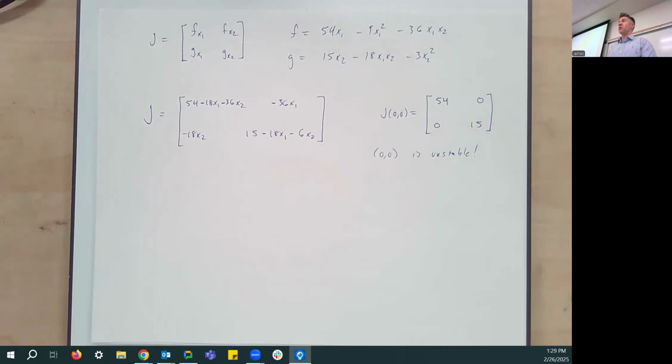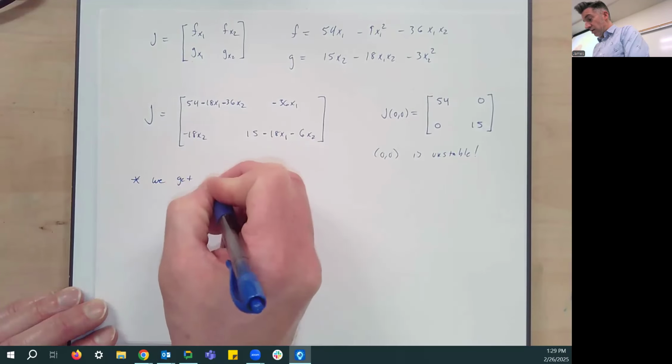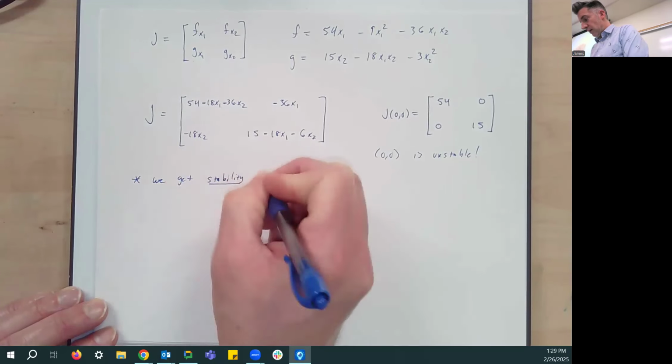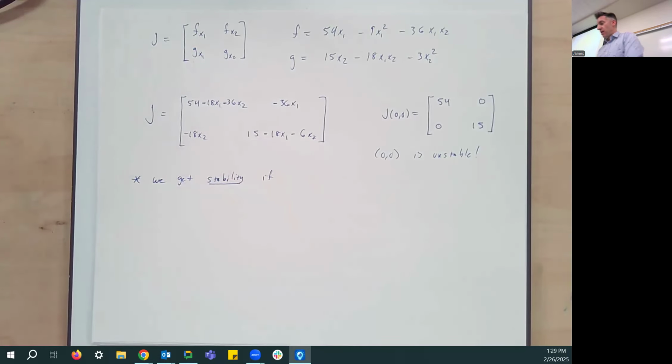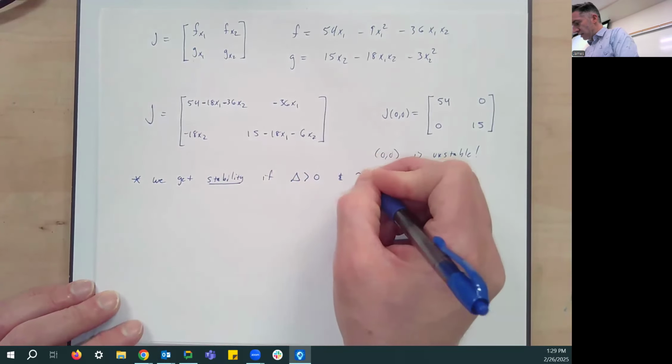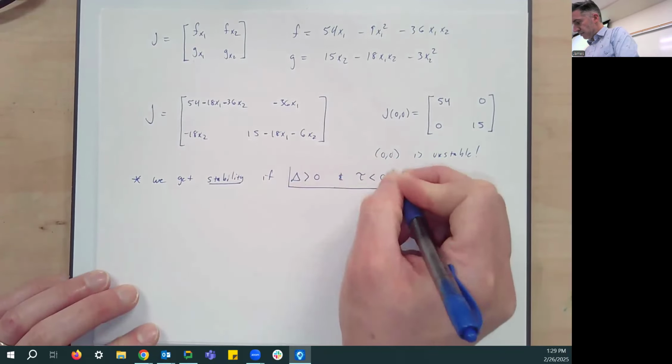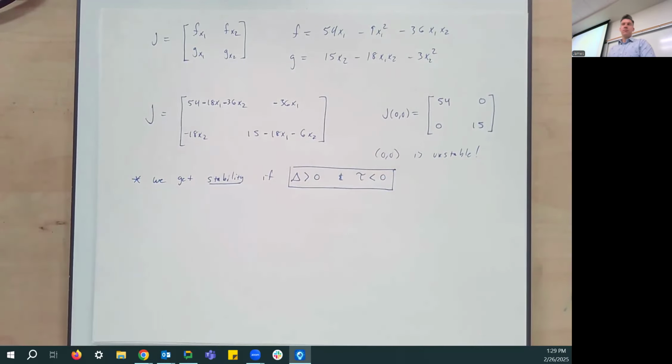The way I would actually prefer to do this is by talking about the trace and the determinant. So I'll remind you, we get stability if, and I'm going to say this the right way this time, the determinant is positive and the trace is negative. Right? Because if the determinant is negative, you have a saddle, which is unstable.